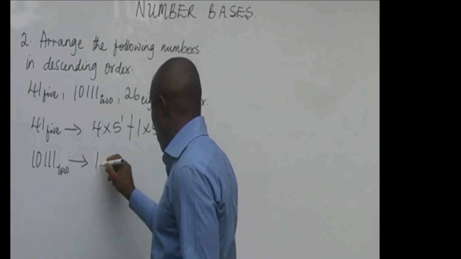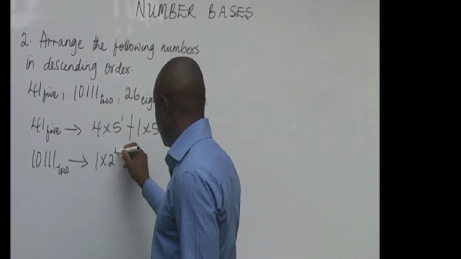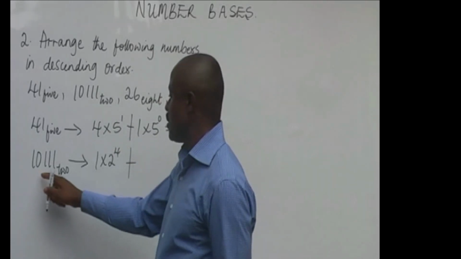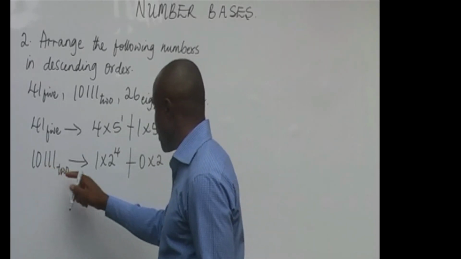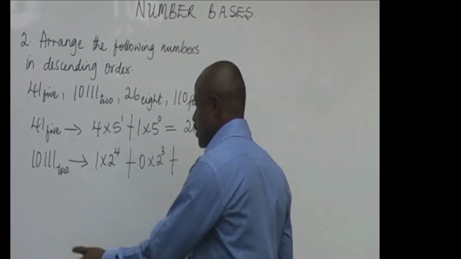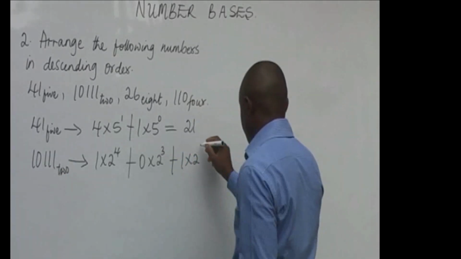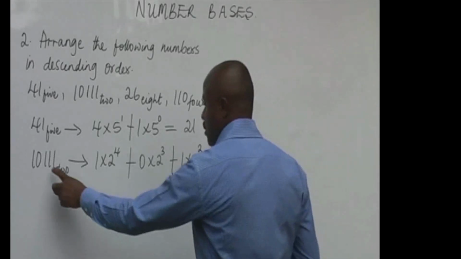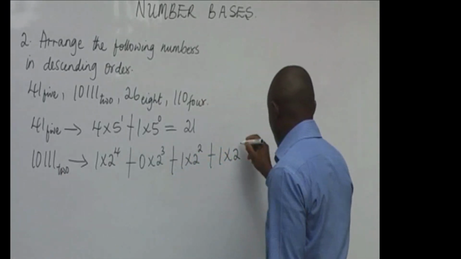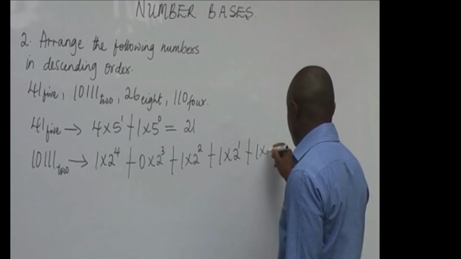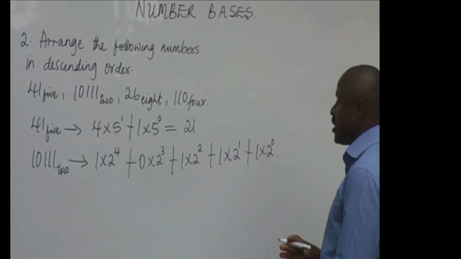Take the first 1 times its base 2 raised to the power of the remaining digits, 1, 2, 3, 4, plus 0 times 2 raised to the power of the remaining digits, 1, 2, 3, plus 1 times its base raised to the power of the remaining digits, 1, 2, plus 1 times its base raised to the power of the remaining digits, which is 1, then plus 1 times 2 raised to the power of no digits remaining. 0 means no digits remaining.